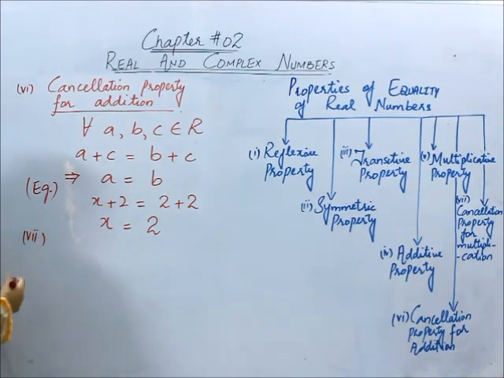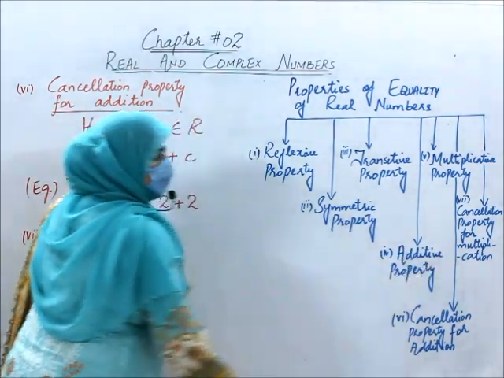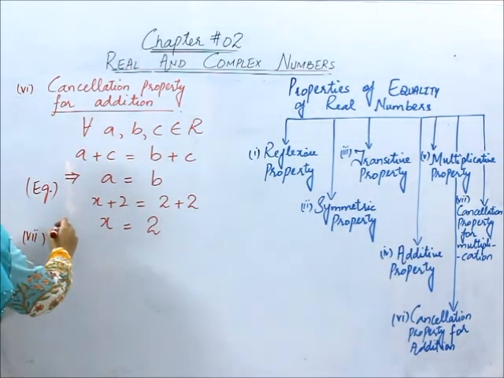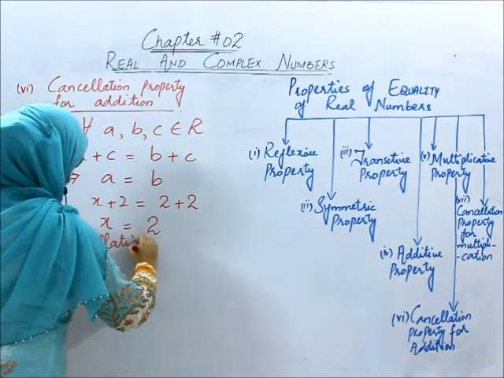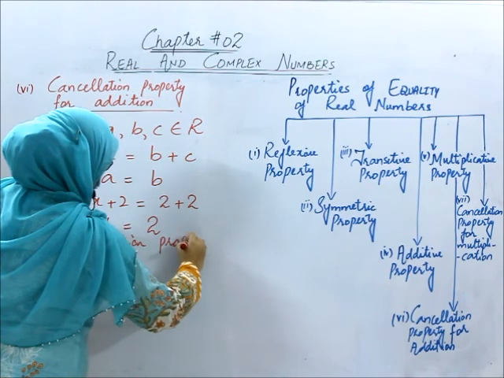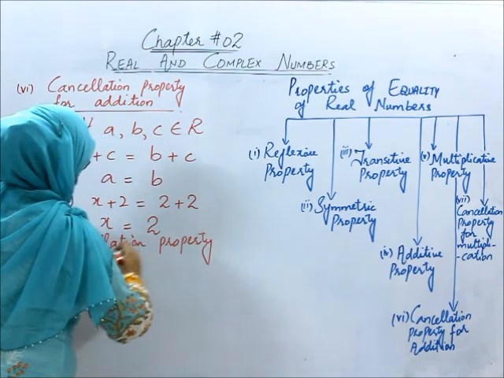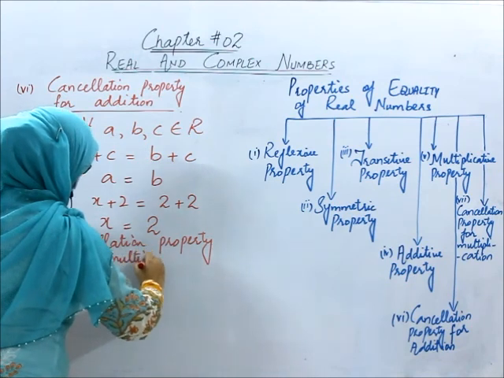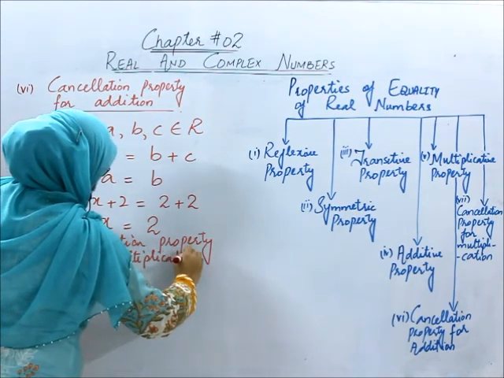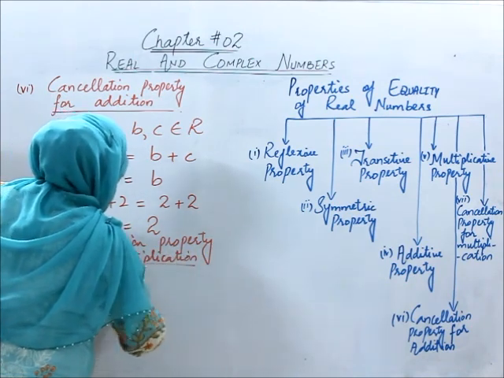Now what about the seventh property? The seventh property is the cancellation property for multiplication. On a similar pattern, what does it say? If the same number is multiplied on both sides of the equation, we can cancel that number from both sides.